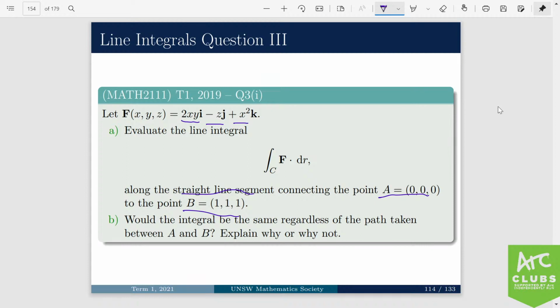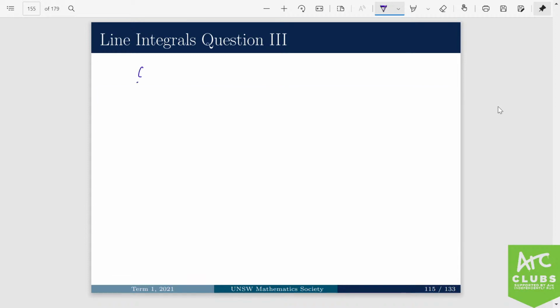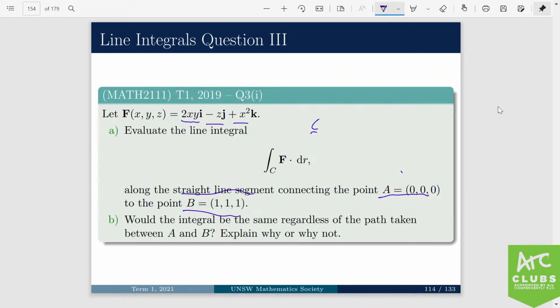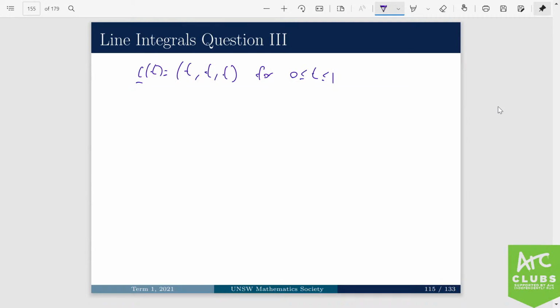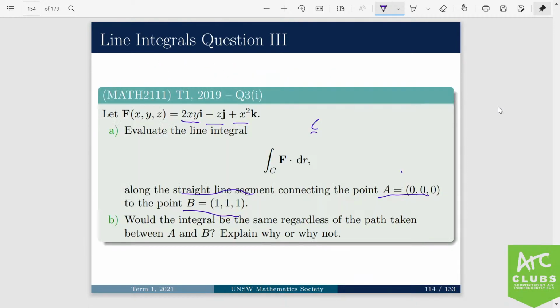This is a straight line, so the easiest way, especially since these three components act the same way, we can just say our path c(t) will just be (t, t, t), for t from 0 to 1. If we plug in 0, we get 0, 0, 0. If we plug in 1, we get 1, 1, 1, which is just A and B. And this will be a straight line. So this works.